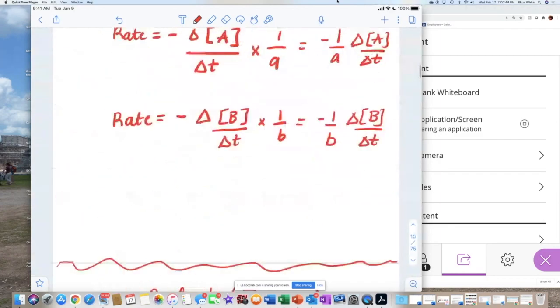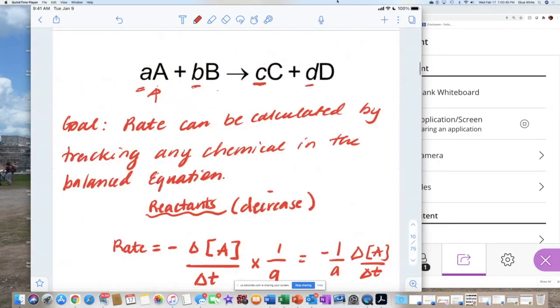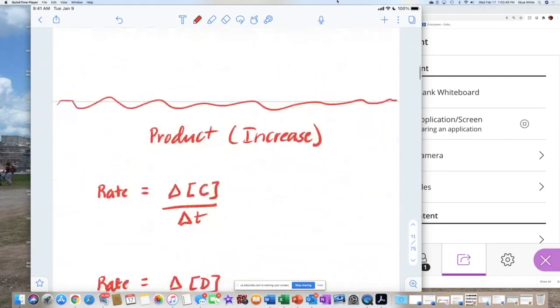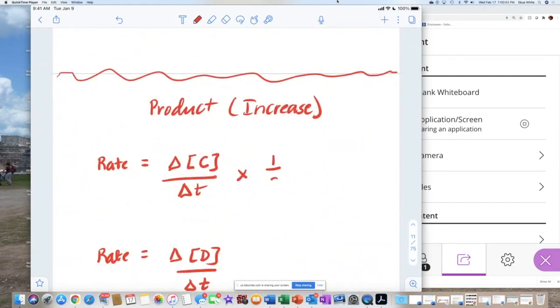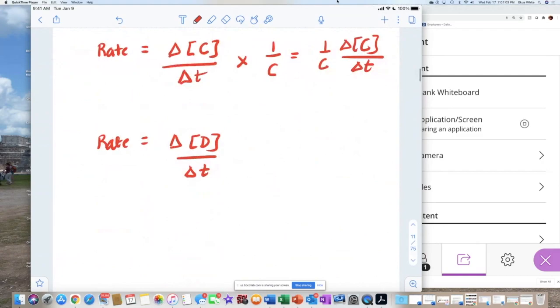Now go back and look at your coefficients. C had a little c in front of it, so I got to multiply 1 over, right? That's what they said, times 1 over C, which is going to be 1 over C delta change in big C over delta T, okay? Times 1 over D, 1 over D delta change in D over delta T, okay? So these are my products. They're going to be positive. You can put a positive here if you want to. If it really bothers you, you can do that, okay?